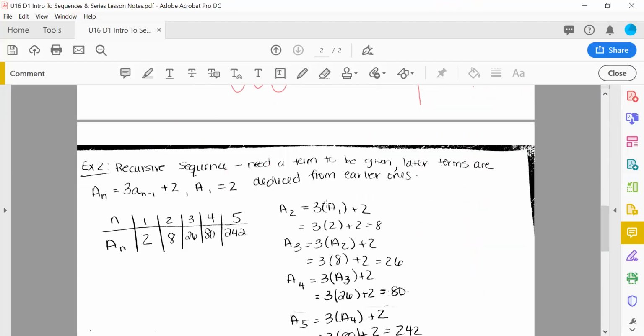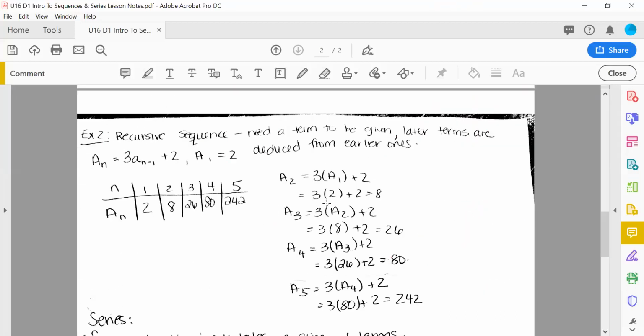Okay, what is the recursive formula for a sequence? In other words, for a recursive formula, you need a gift. You need a term to be given already, at least one term. And in this case, a sub 1 is given to us. A sub 1 just equals 2. And then all the subsequent terms are deduced by using the earlier terms.